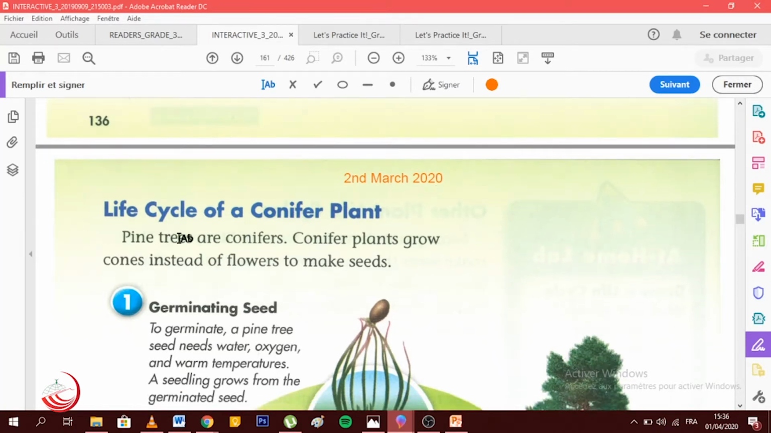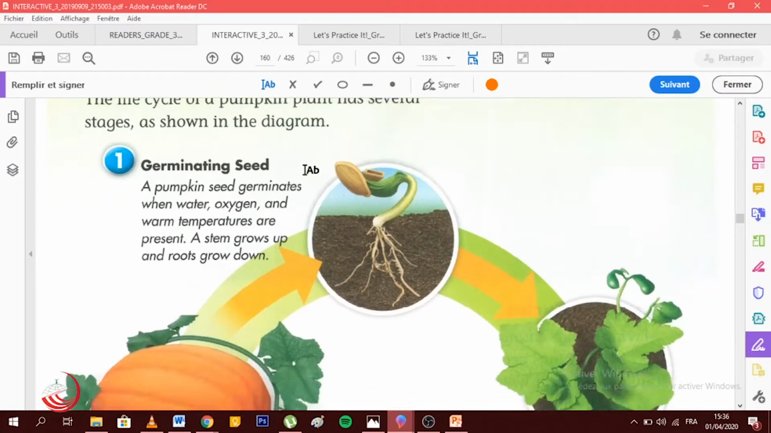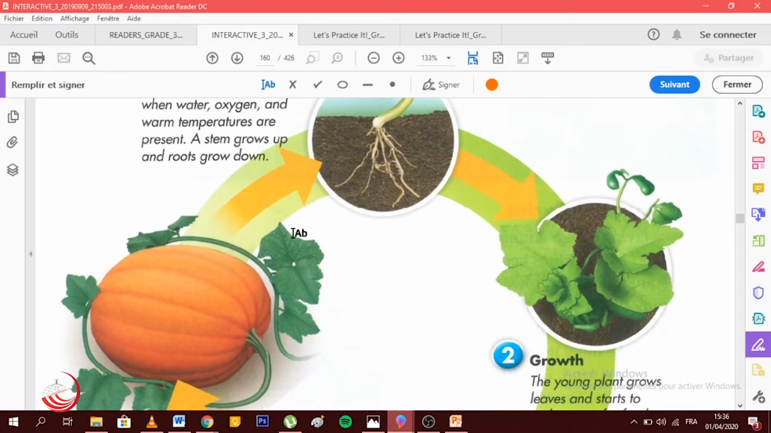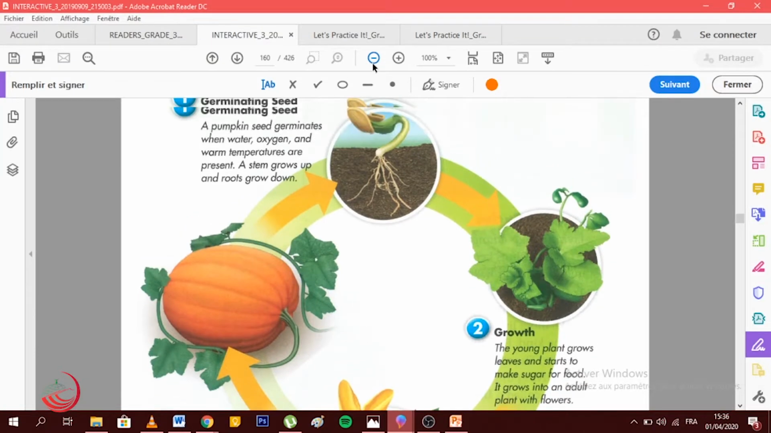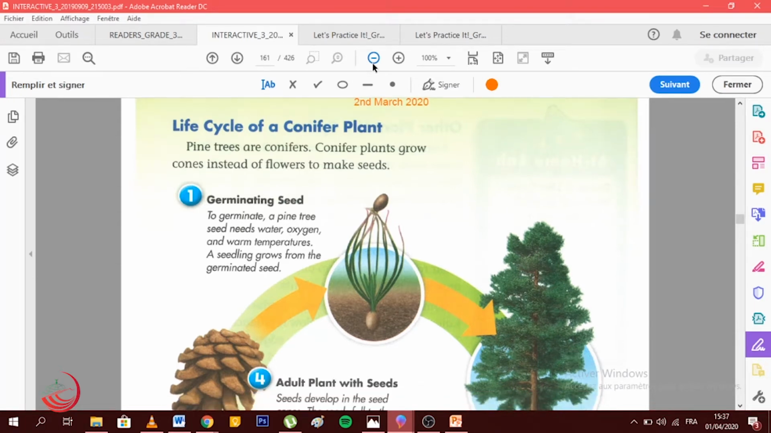So today, as a reminder, last time we learned about the life cycle of a flowering plant. So we've seen all the stages that a flowering plant goes through, all the 4 stages. And as we already know, we have different types of plants. So we have the flowering plants and the non-flowering plants. So today we're going to see how one kind of non-flowering plant, the conifer plants, what is the cycle of this plant? What are the stages that conifer plants go through in their life cycle?